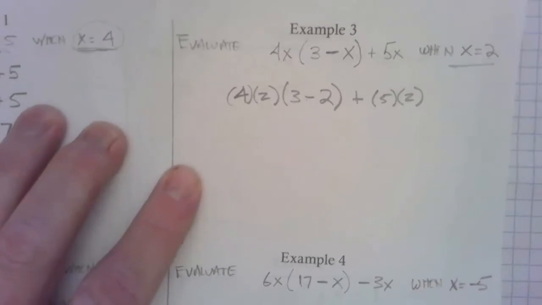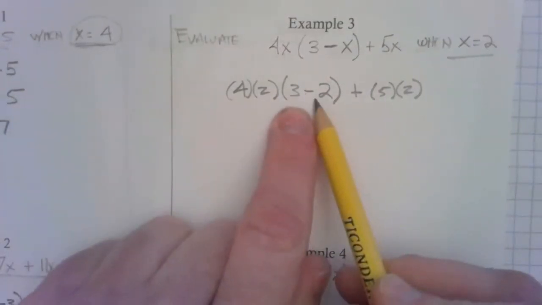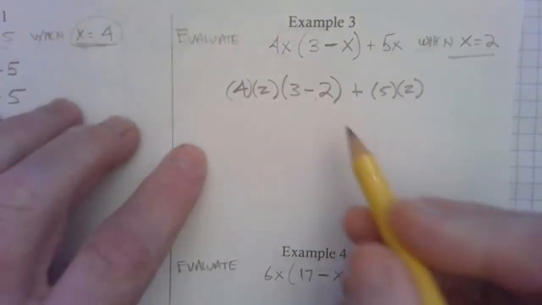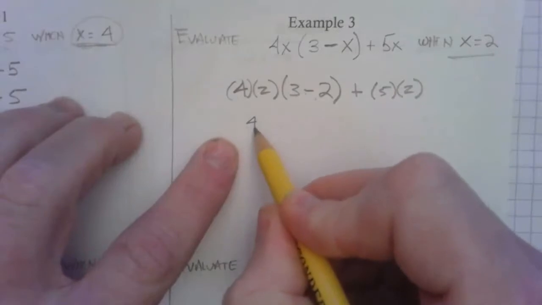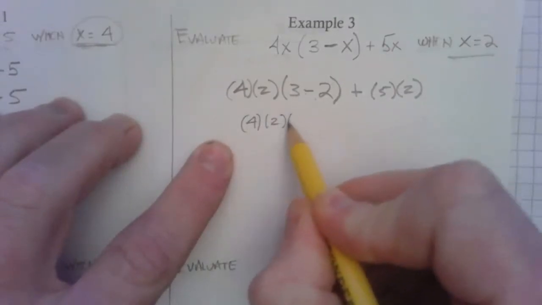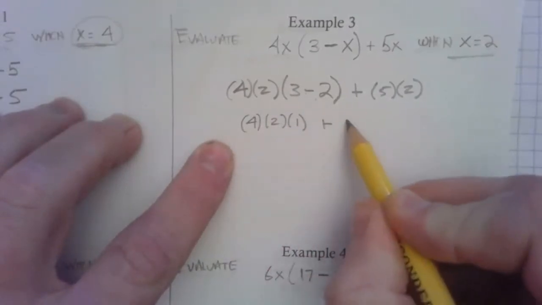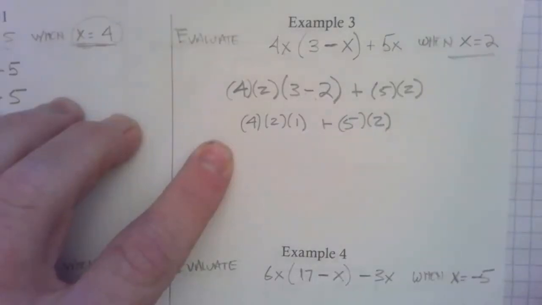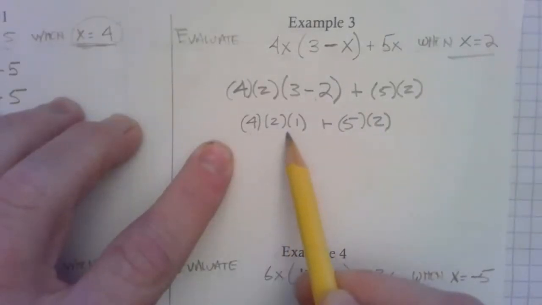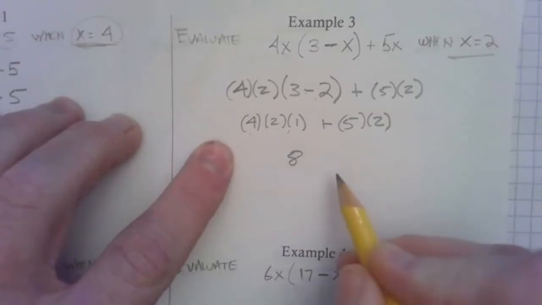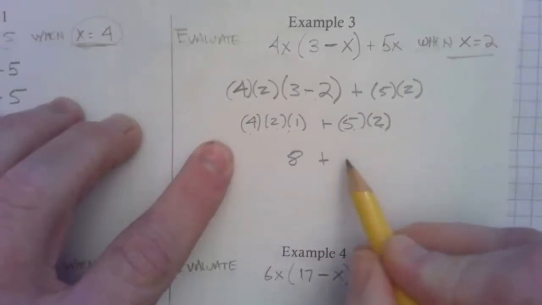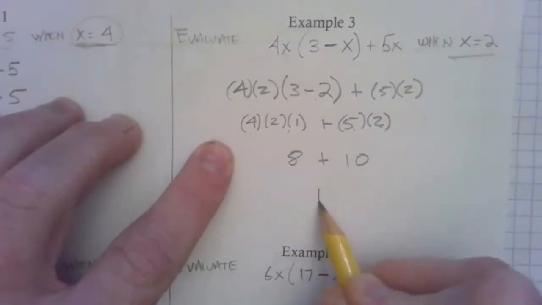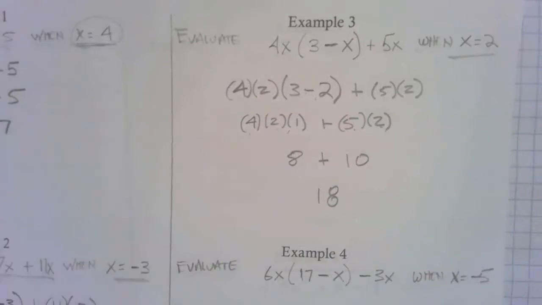All right, well, let's take care of what's inside these parentheses first. That's 3 minus 2. That's just 1. So I have over here, I have 4 times 2 times 1 plus 5 times 2. 4 times 2 is 8. 8 times 1 is just 8. Plus 5 times 2 is 10, and so this comes out to be 18. So just watch your order of operations after you put them in.